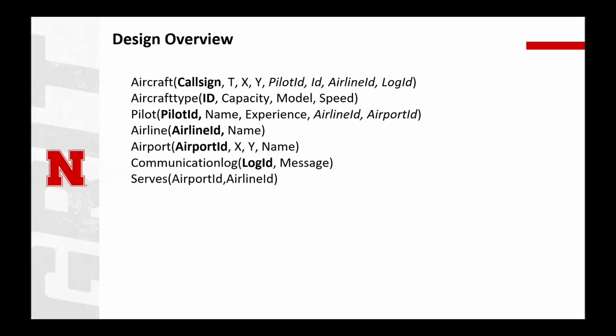For airline, we have airline ID as primary key. For airport, we have airport ID as primary key. And for communication log, we have log ID as primary key. And at last, serves is a many-to-many relationship table. It has airport ID and airline ID. This is about design overview.